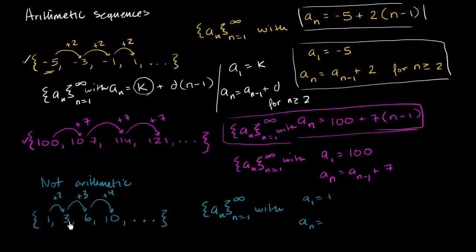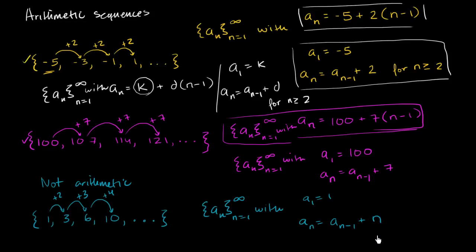So a sub 2 is the previous term plus 2. A sub 3 is the previous term plus 3. A sub 4 is the previous term plus 4. So it's going to be the previous term plus whatever your index is.